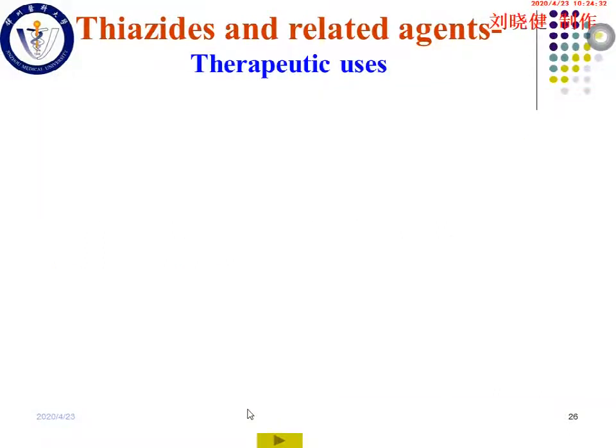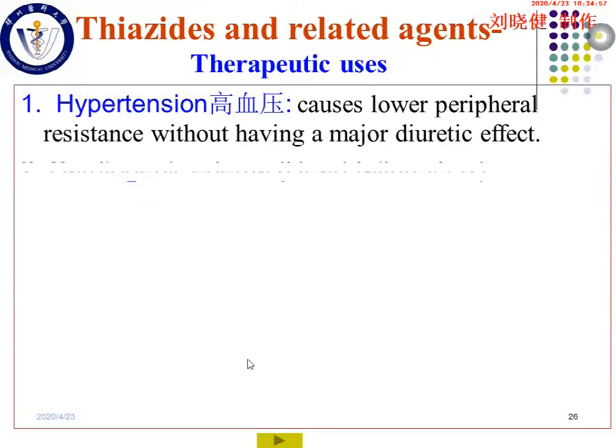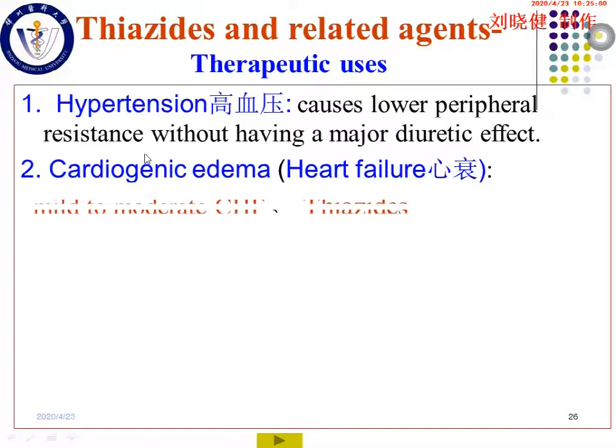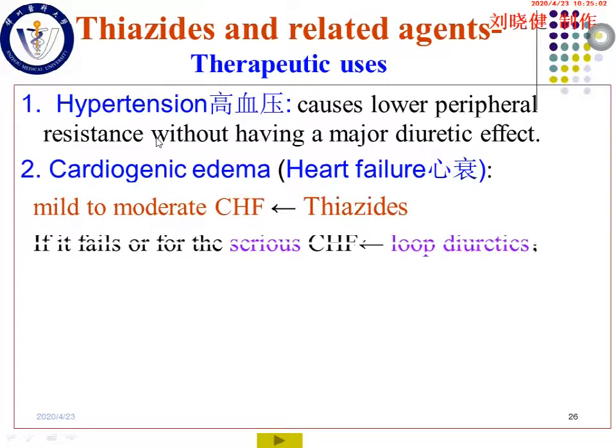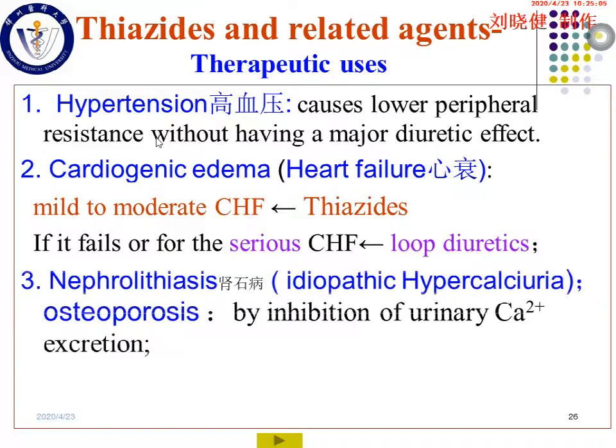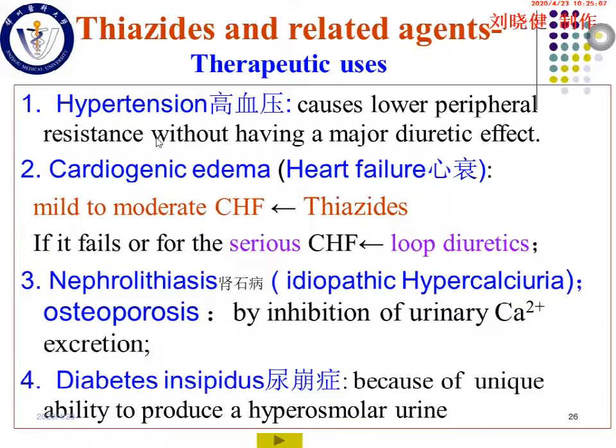So here, based on the pharmacological effect of Diuretics: mild and lasting diuretic effects, lower blood pressure, and effects on diabetes insipidus. I think you can guess their therapeutic uses. First one, used to treat hypertension, because this drug causes lower peripheral resistance without having a major diuretic effect.